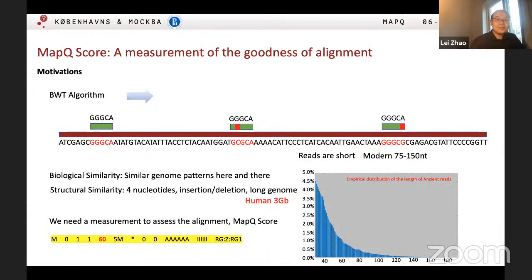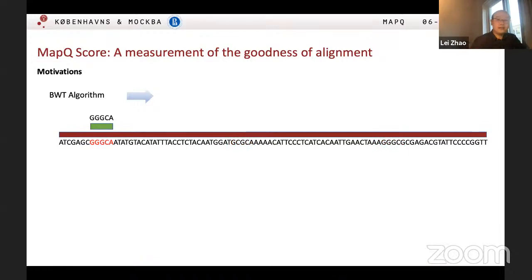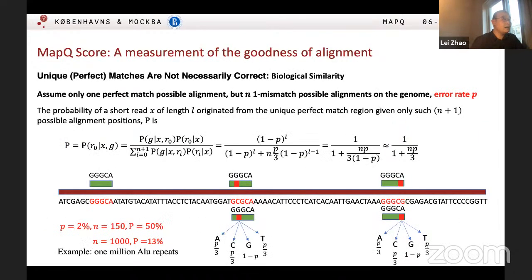And if you are even more unlucky, there is not just one perfect match position. Suppose there are two perfect positions, then here you should multiply by 2, and the probability should always be less than 50%. So if you have 1 million Alu repeats, this value will be even less. So this gives you a sense of the biological similarity.